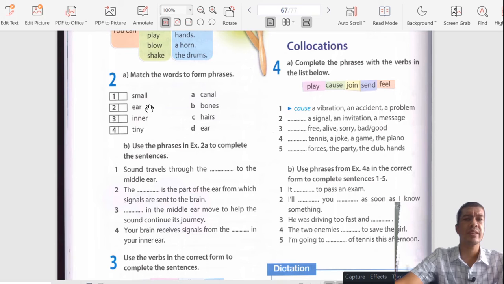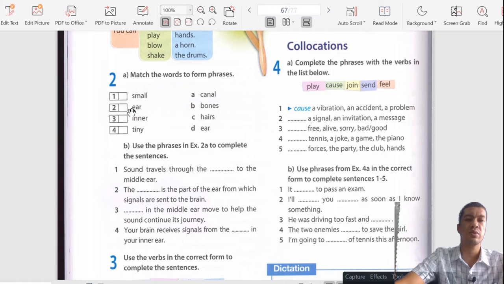Right, so number 2, match the words to form phrases. Okay, so in the text that we've just covered, we are going to match the phrases. So number 1, for example, we have small. So small, what do we have? Okay, we have canal, bones, hairs, and ear. In the text we have read about small bones, so that will be 1B.